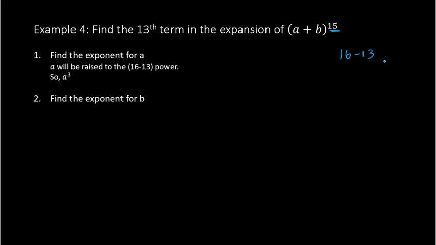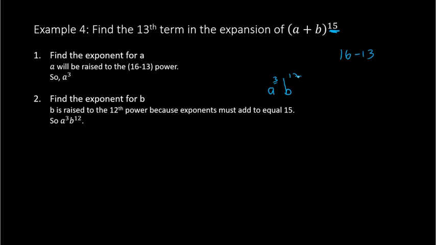And then from here we can find b. So if a cubed is the a component, and then we have b multiplied with that, we know that the exponent with b must add with a 3 to give you 15, this number up here. So b would be raised to the 12th power. So we have now a cubed, b to the 12th power. Now the last part is to figure out what number goes in the front. What is your coefficient? So to find that, we take this 15, make it a factorial, and then we divide by 3 factorial and 12 factorial, those exponents with the variables.